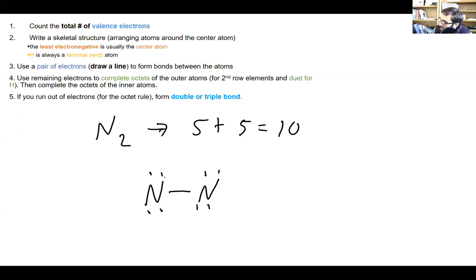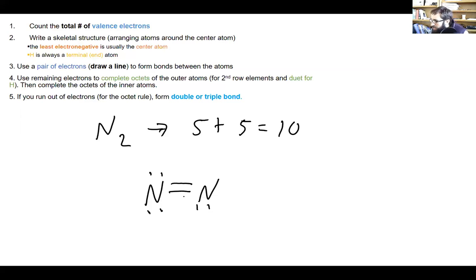Let's check. Do I have the octet rule? No, I don't. 2, 4, 6 for this nitrogen, 2, 4, 6 for this nitrogen. So I have 6 electrons, not an octet. If you run out of electrons for the octet rule, form a double or triple bond. So what I'm going to have to do is erase one of these lone pairs and change that into a double bond.